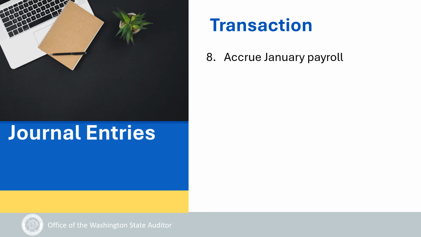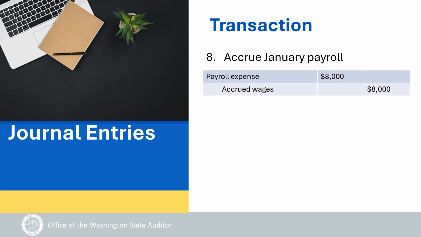To increase the liability, we credit it, but we also need a debit. In this case, it's going to be payroll expense. We've incurred an expense because someone else has provided us a service, and we report expenses when they are incurred rather than when they are paid. So to increase the expense, we debit.